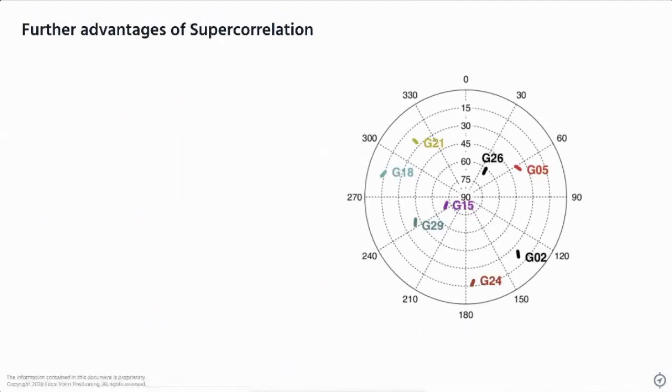I'll show you some more clever things you can do with supercorrelators. So this picture here is an example of a sky plot, where you see where the different satellites are in the sky above you.